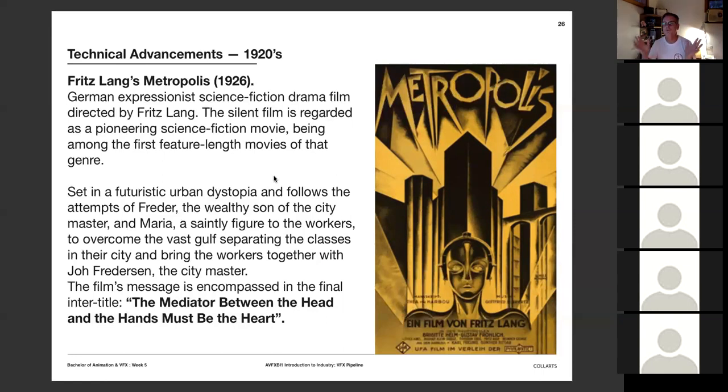It was a modernist masterpiece. Nothing like it had ever been seen before. Essentially it's set in this futuristic urban dystopia where you've got your enslaved working classes, and then you've got your ruling classes. And it's this utopian idea of bringing them together and smashing the machine. It's great.